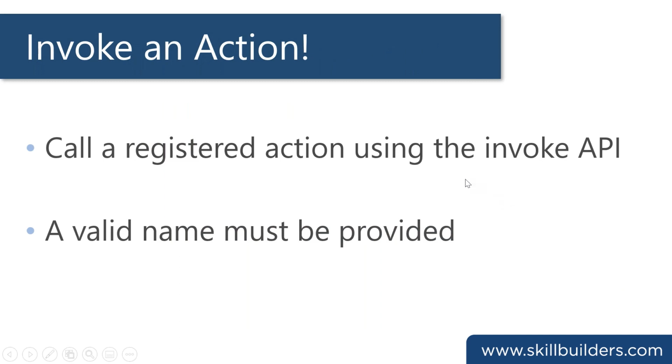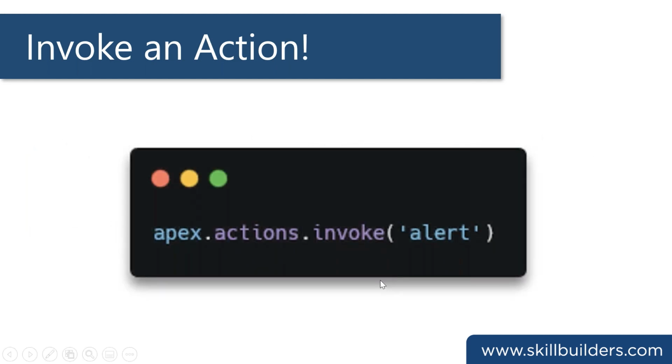If I want to call one of those actions, as you just saw, I needed to use the invoke action, or the invoke method, part of the API, and we have to make sure that we provide a valid name. And in this case, we have apex.actions.invoke. What is that, or how do I actually execute those lines of code?